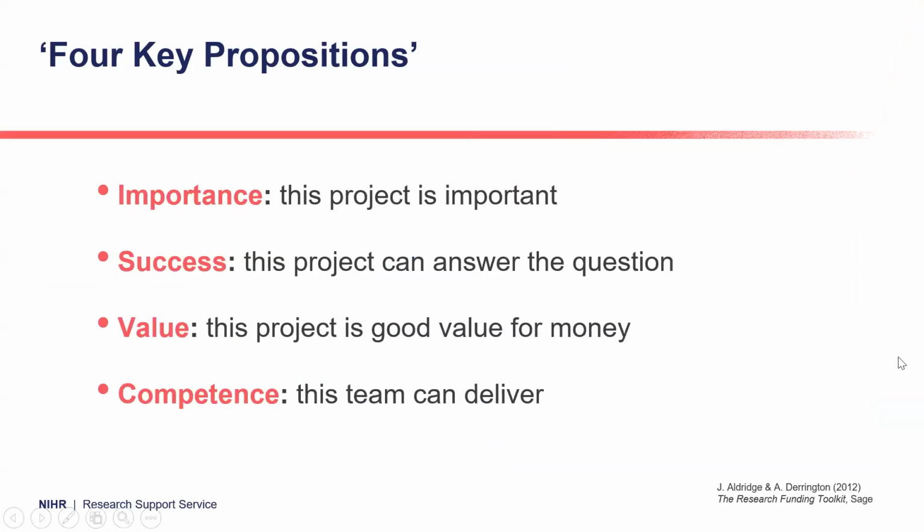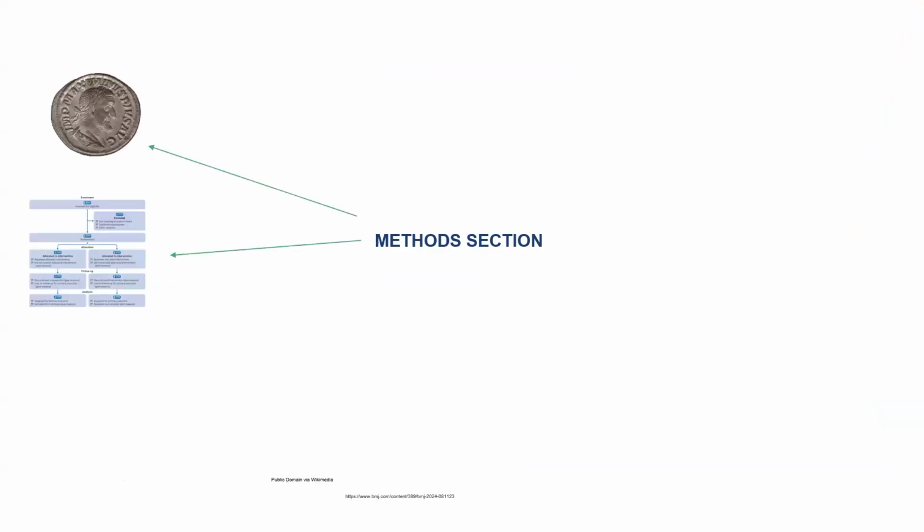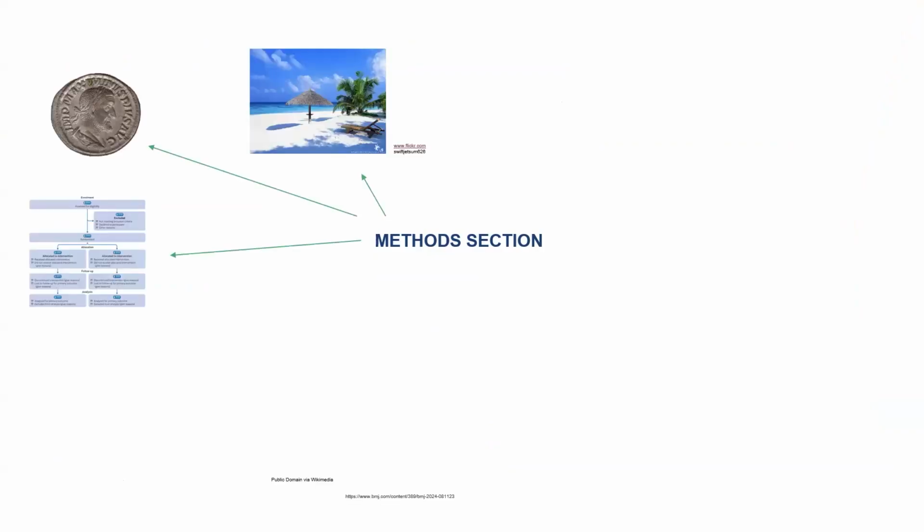So if you recall yesterday, we talked about the 4 key propositions in a grant proposal. It's important, success, value, and competence propositions. The method section is very much dealing with whether the project can answer the question, so the success criterion. So you're probably all familiar with what's in a method section, but these are the sorts of things we see. Obviously, the study design, the actual design.